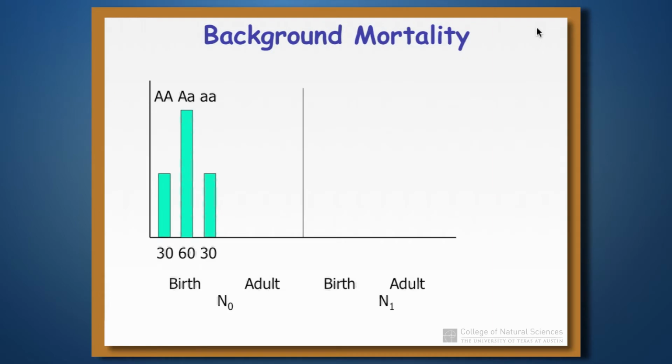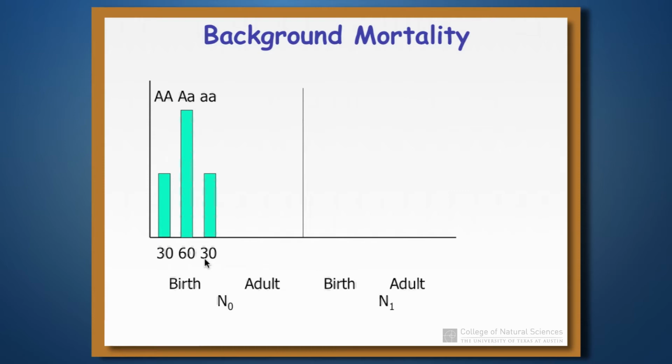Let's start by understanding what we mean by background mortality. So what we have over here on the left is a population at birth. So the total population size is 120. We have 30 individuals that are homozygous, large A, 60 individuals that are heterozygous, and 30 individuals that are homozygous, little a. And that's what things look like at birth before anything has happened.